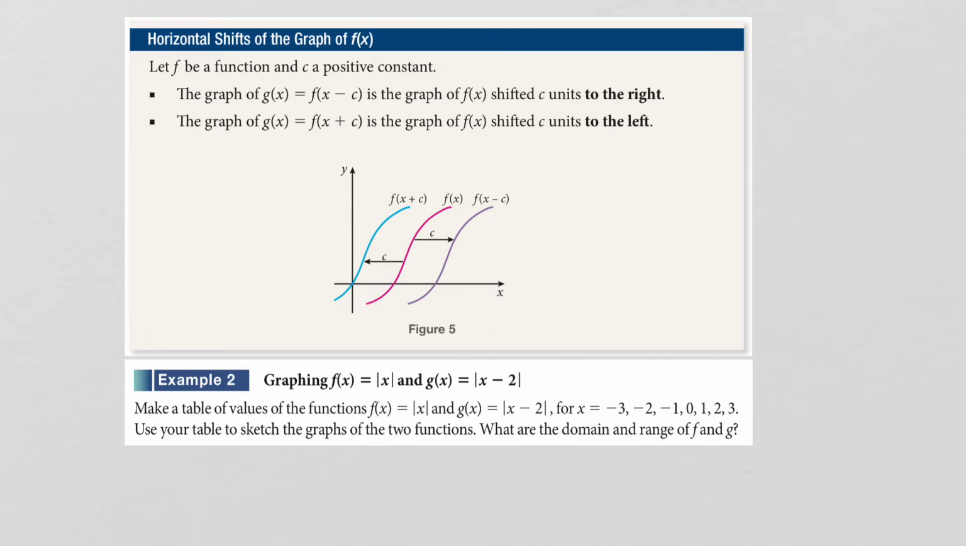So it's a little bit counterintuitive because when you have an x minus c, notice that it shifts to the right, and when you have x plus c, you're shifting it to the left. And the difference between what's happening here versus what was happening on the previous page is that on the previous page, we were looking at the effect of adding or subtracting c outside the function. Now I want you to notice that the addition or subtraction of c is happening inside the function, inside the parentheses. Let's take a look at an example.